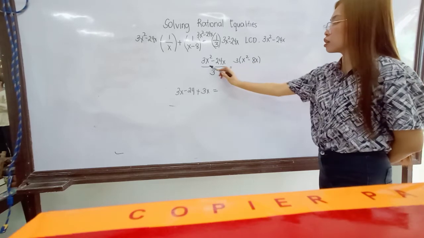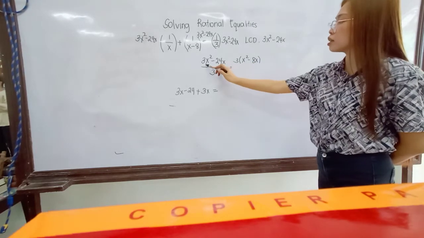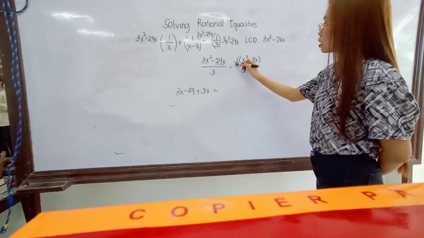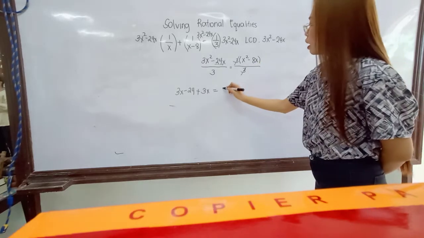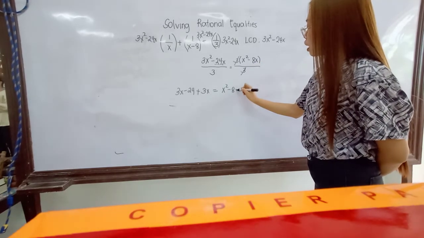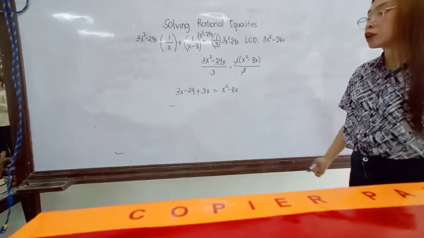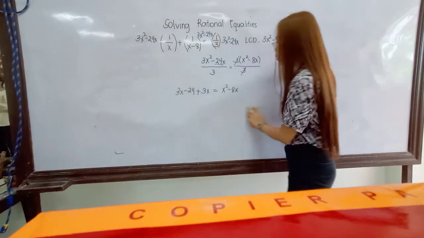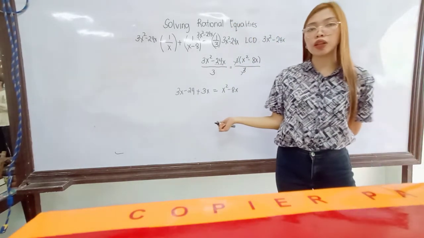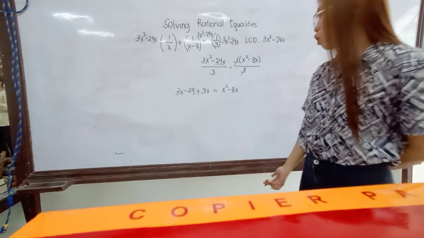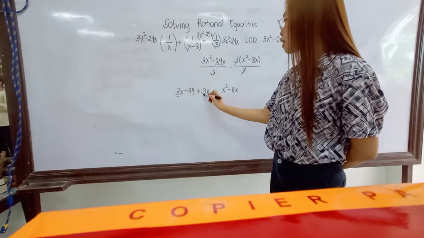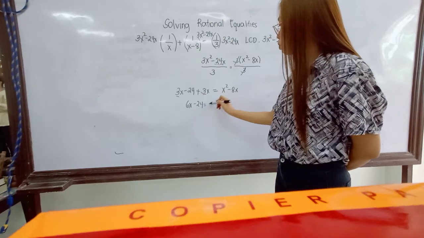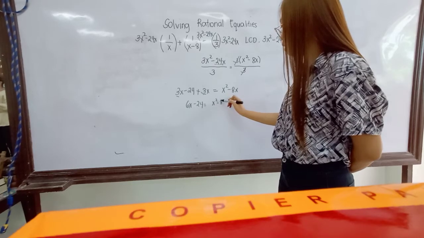Tingnan natin kung pareho. 3 times x squared, that is 3x squared. 3 times negative 8x, that is negative 24x. So, pareho naman. Divided by 3. So, now we can cancel out 3. And natira na lang is x squared minus 8x. Okay? Now we're going to combine or simplify this equation by combining like terms. So, 3x plus 3x, that is 6x, minus 24 is equal to x squared minus 8x.